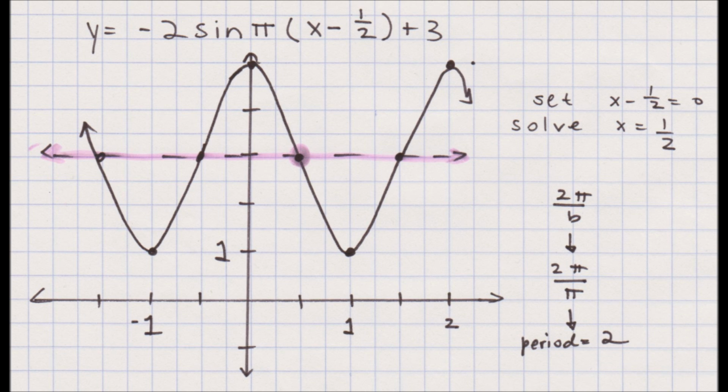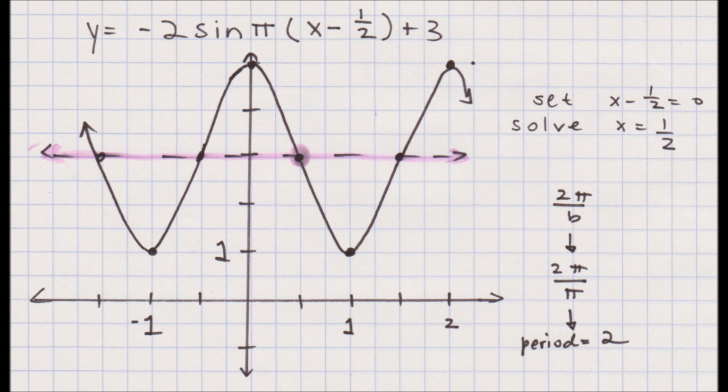To do this, you must first shift the entire graph up 3 and draw your line to see where your eye should be. Now you have some choices. You can either find the period or find the horizontal shift. The period in this case is 2 because 2 pi over pi is 2. The horizontal shift is 1/2 because of the negative 1/2 in the equation. It moves over to the right 1/2 spaces.